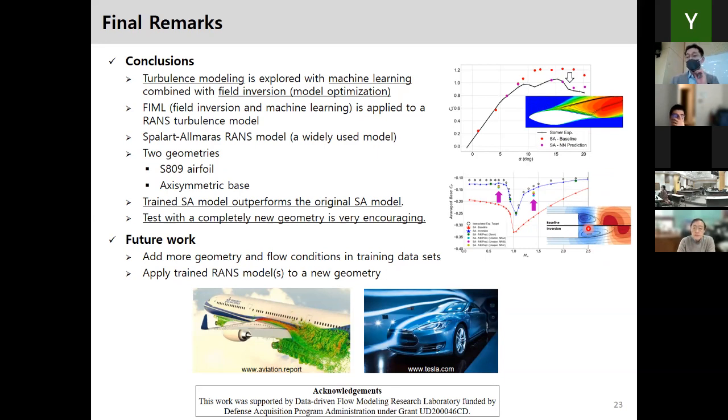This is still less than a year of research, about 10 to 11 months of research activity. So we would like to explore this method for completely different geometries and completely different flow conditions as well.